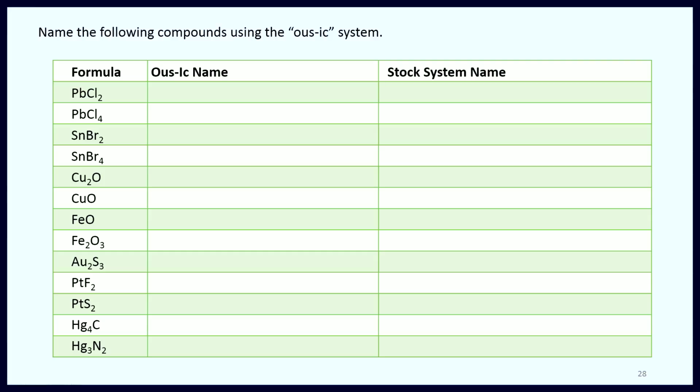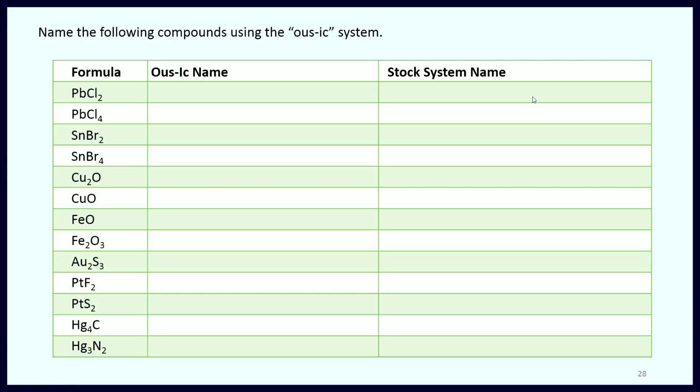Let's get some practice using the -ous/-ic system to name binary compounds. Now, in order to use the -ous/-ic system effectively, you would need to know the two oxidation states of the atoms involved. I'm going to ask you to write the Stock system name first, followed by the -ous/-ic system name.